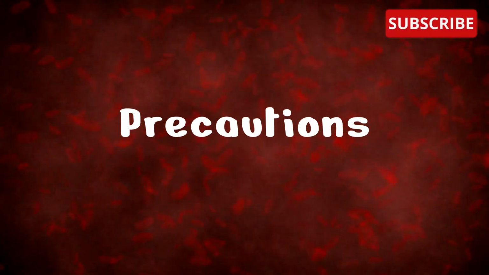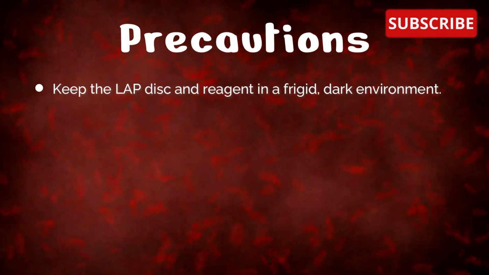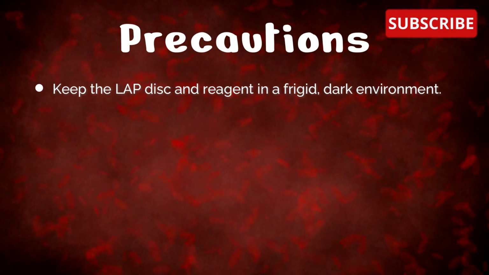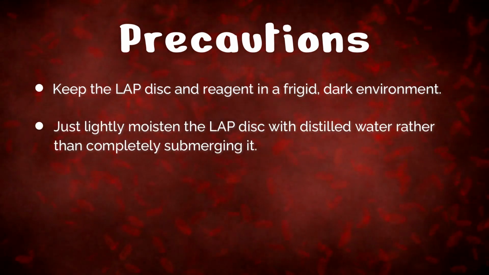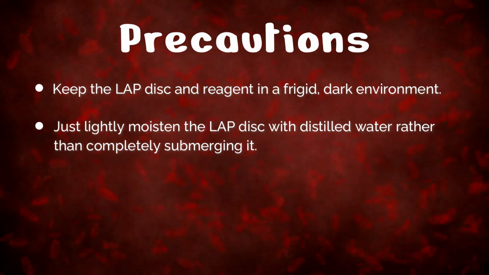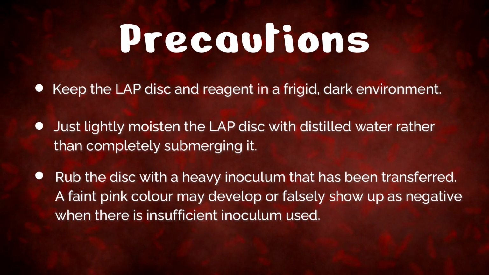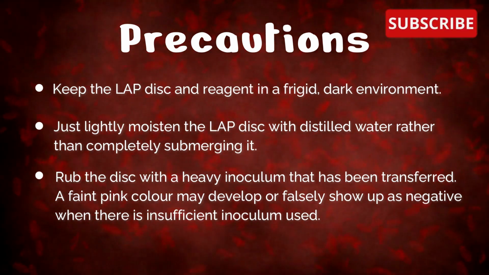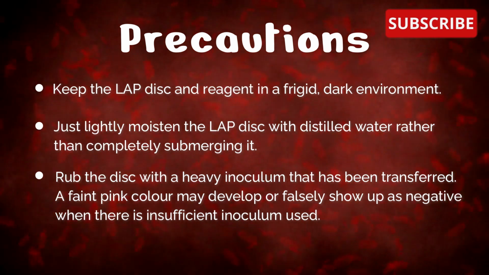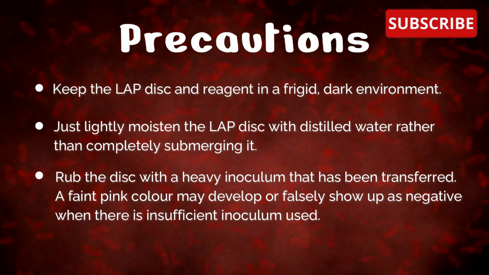Let's see what precautions we must take. Keep the disc and reagent in a cold, dark environment. Just lightly moisten the disc with distilled water rather than completely submerging it. Rub the disc with a heavy inoculum that has been transferred. A faint pink color may develop or falsely show up as negative when insufficient inoculum is used.